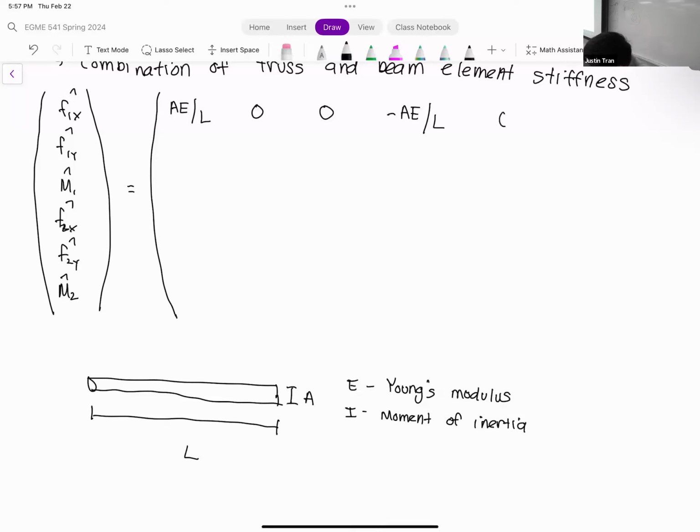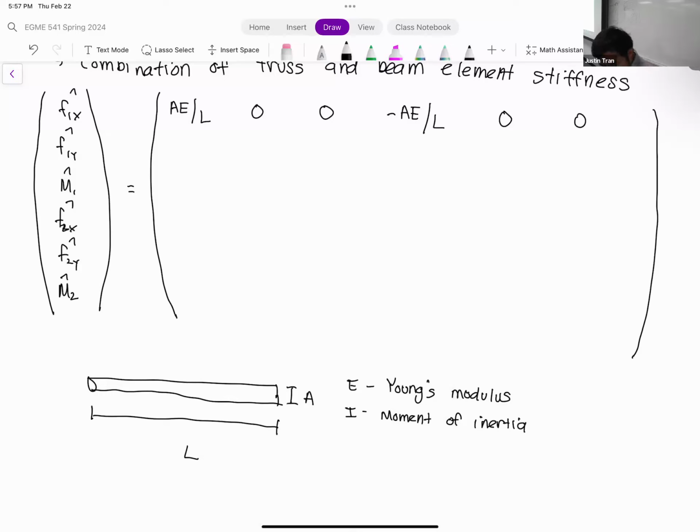Then we have two more zeros. Okay. All right. So I'm leaving myself a lot of room because the beam stuff is going to take up a bit of space. But remember, this matrix is symmetric, and so I'm only going to write in just the relevant rows here.